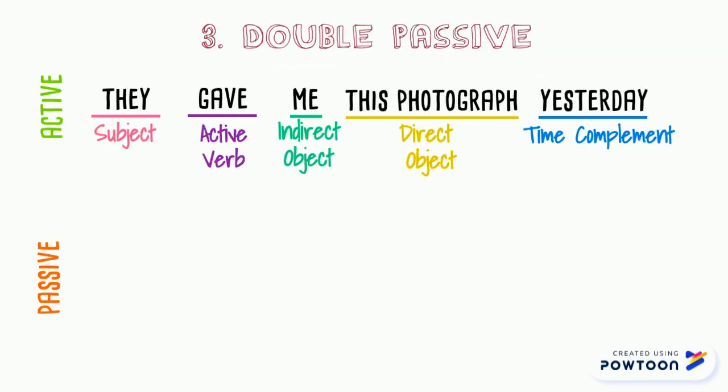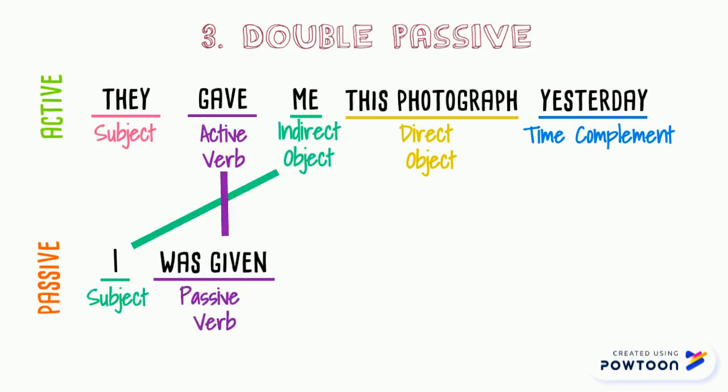But what happens when we've got an indirect object and a direct object in the active sentence? This is what we call double passive. So basically what we do is that we use the indirect object of the active as the subject of the passive.